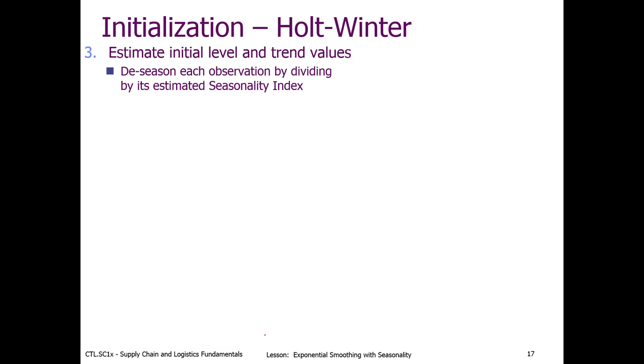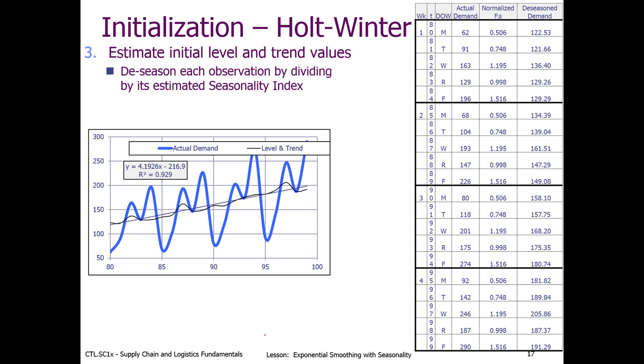The next thing we want to do is estimate the initial level and trend values. This chart still shows the week, the time period, the day of the week, the actual demand, and the normalized indices that we just calculated. You see they repeat each week. Then I want to find the deseasonalized demand. All I'm doing is taking the actual demand in each period and dividing it by the seasonality index I just calculated. So I find this line, the deseasonalized line. I took seasonality out of it to try to find the level and the trend.